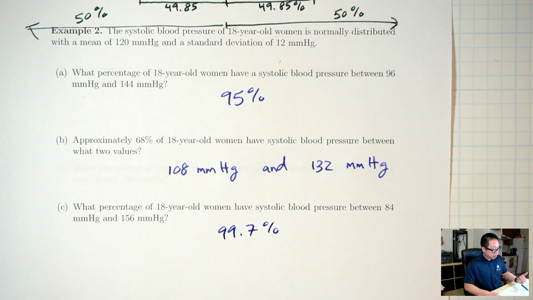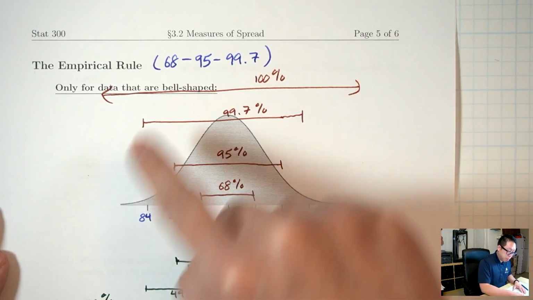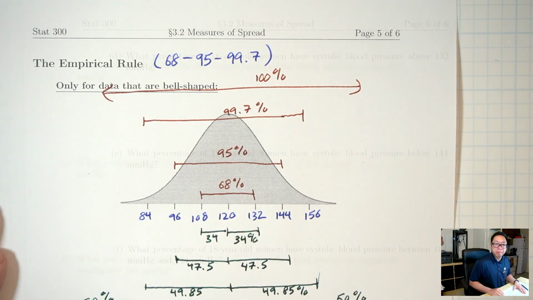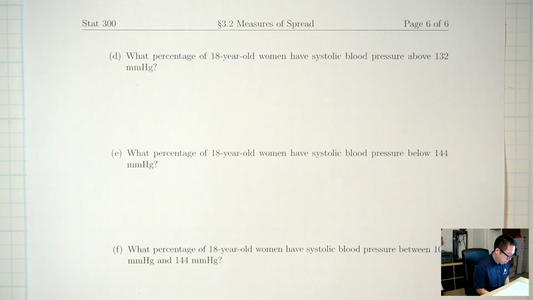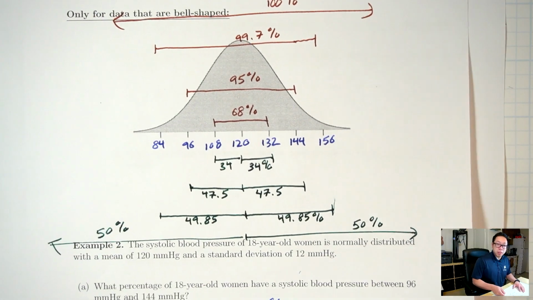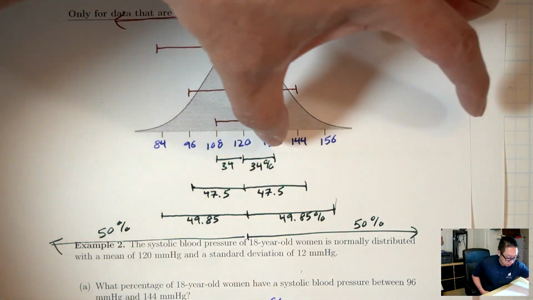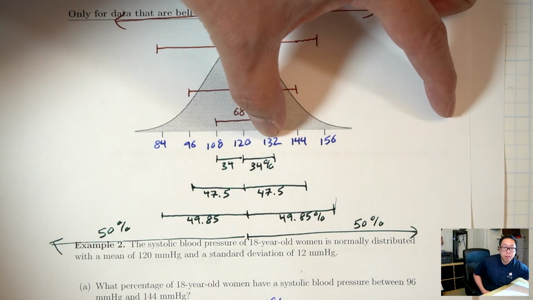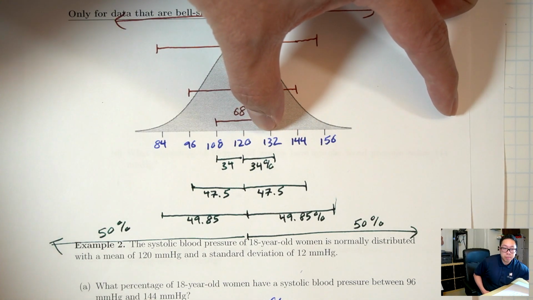Okay, so part A, B, and C involve just staring at the top part of the picture. Parts D, E, F, G, and H, these are now the harder questions. Part D says, what percentage of 18-year-old women have blood pressure above 132? Okay, above 132 means 132 all the way to the right. So I want this piece. So how would I get this piece?